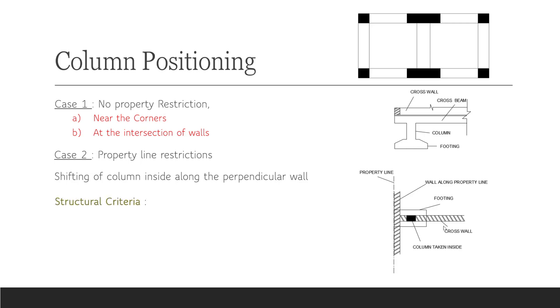Now, let's see the structural criteria of finalizing the spacing between the columns. Center to center distance between two columns governs the span of the beam above them. As the spacing increases, span of the beam also increases. If span increases, depth of beam needs to be increased, which automatically increases the self-weight of member.